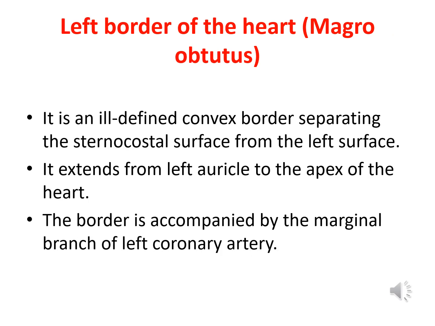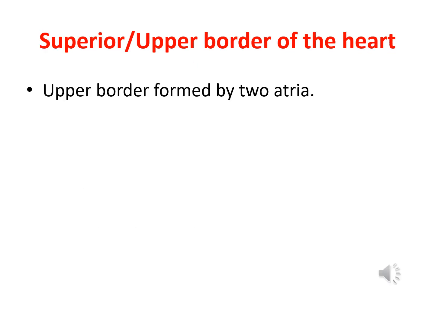Next, coming to the left border of the heart. It is an ill-defined convex border separating the sternocostal surface from the left surface. It extends from the left auricle to the apex of the heart. The border is accompanied by the marginal branch of the left coronary artery. Next, the superior or upper border of the heart. The upper border is formed by two atria.